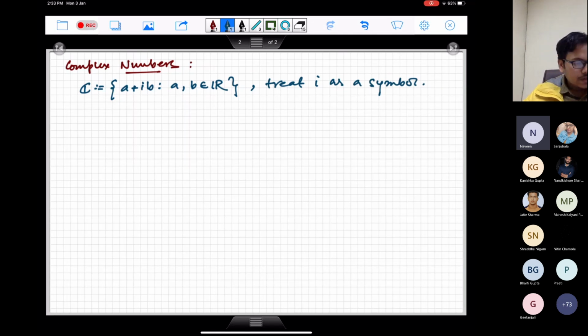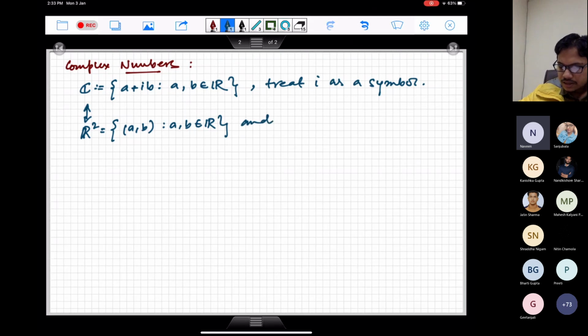As far as the set is concerned, this is nothing but R2, the set of all ordered pairs (a, b) such that a and b are in R. The real number a is identified with (a, 0), and i is identified with the point (0, 1).